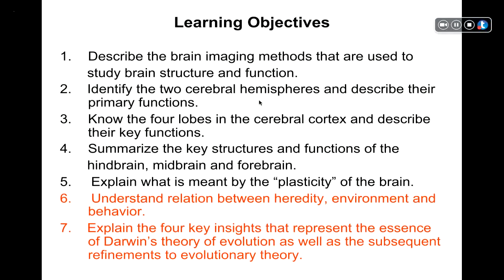And then we've got a couple of red font objectives. That means we haven't talked about them in a lecture, but you'll find information pertaining to these objectives in the text. 6, understand the relation between heredity, environment, and behavior. 7, explain the 4 key insights that represent the essence of Darwin's theory of evolution, as well as the subsequent refinements to evolutionary theory.